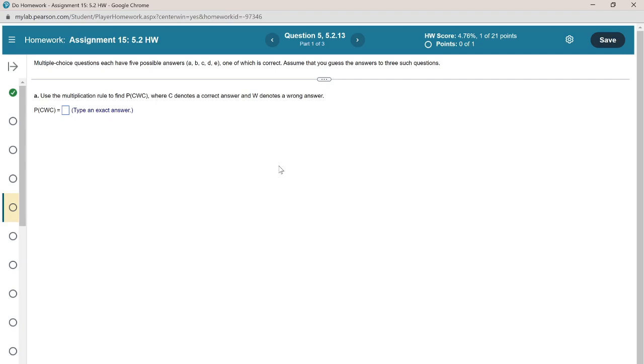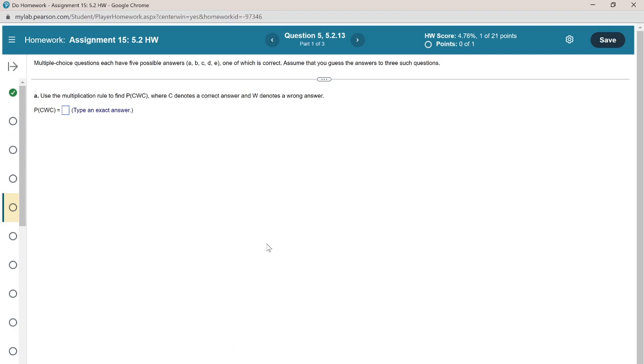Now while you answer this question, this problem will also explain to us the concept of binomial probability distribution. Okay, so now look here. Use the multiplication rule to find the probability, out of three choices, that the first one is correct, the second one is wrong, and the third one is correct. So what is the probability of getting correct, wrong, and then correct? C denotes the correct answer, W denotes the wrong answer.